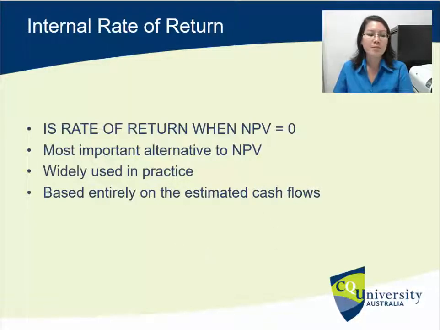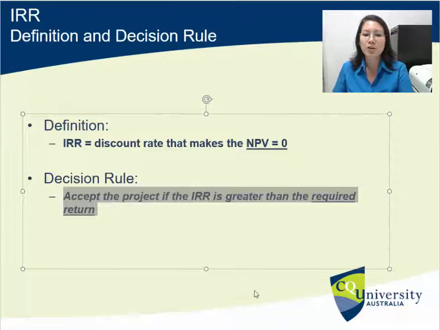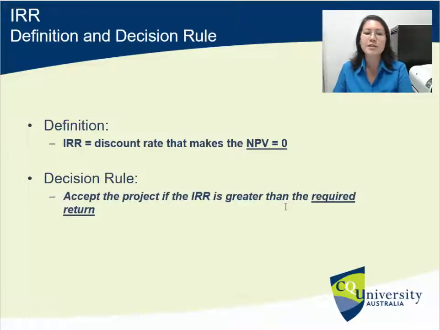It's based entirely on the estimated cash flows. So it is the discount rate that makes net present value zero. The decision rule is accept the project if the internal rate of return is greater than the required rate of return. And usually, for the mining company we were working with in that instance, that was their weighted average cost of capital, which was 7%. So it had to be greater than that discount rate that they were using. Again, if it's less than that rate, then reject the project.